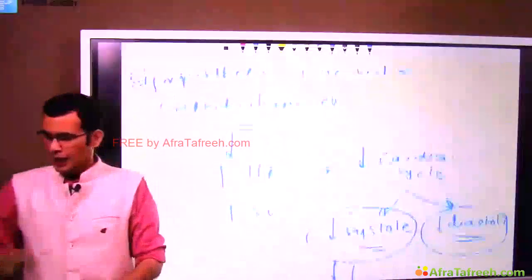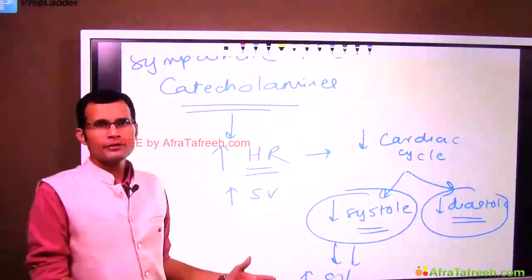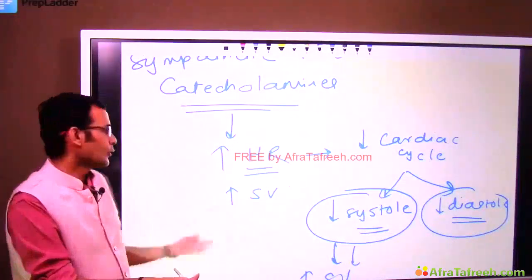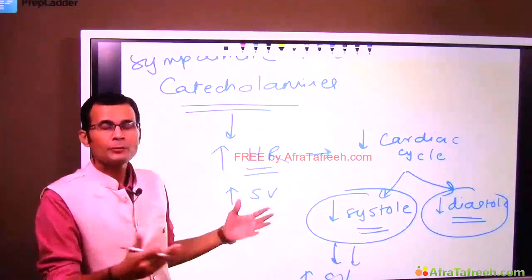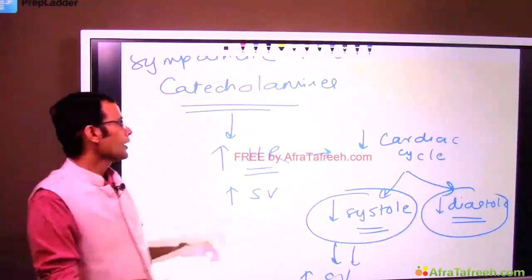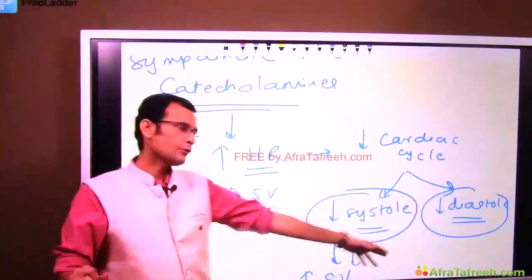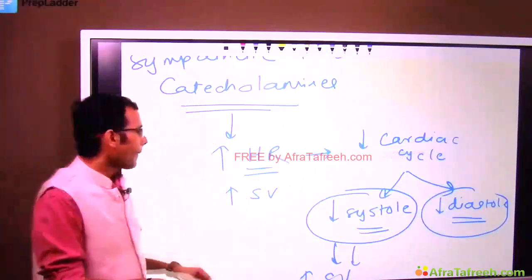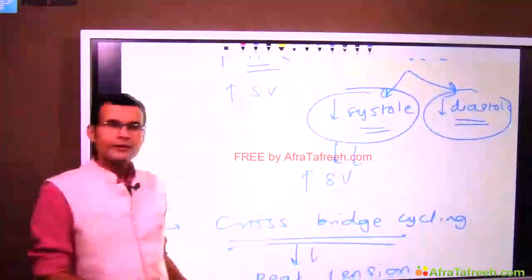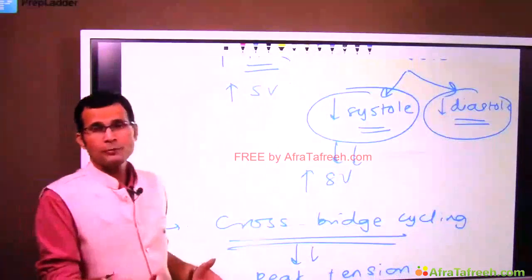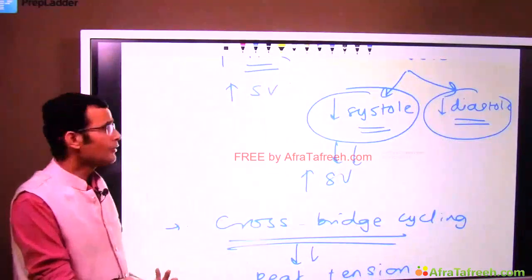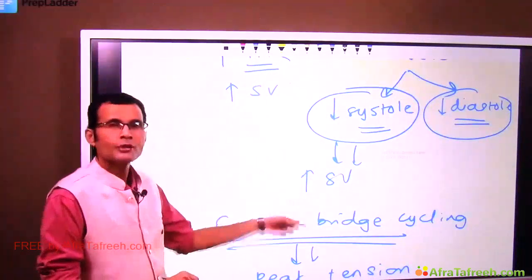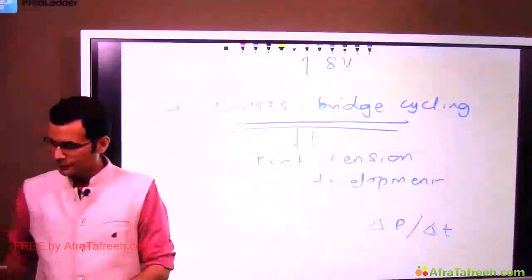I'm trying to explain to you the effect of catecholamines, how they increase the heart rate and at the same time can also increase the stroke volume. How is that possible? Increased heart rate means decreased cardiac cycle duration. So both systole duration and diastole duration will decrease. If systole duration is less, we would expect the stroke volume to be less because less time is available for ejecting out the blood. But no, that's not happening because of this effect of catecholamines.